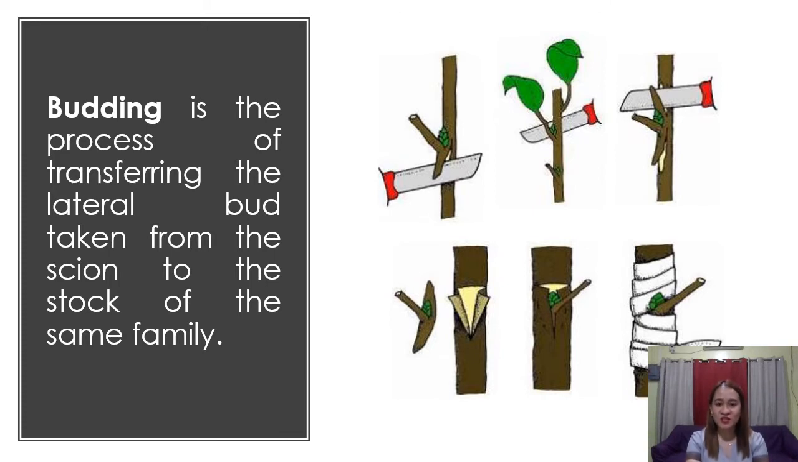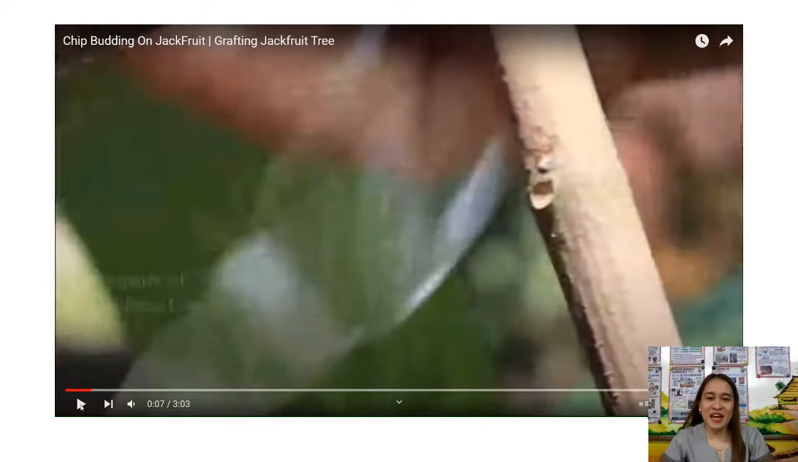Then after 2 weeks, you need to remove the plastic. For instance, use plastic for the wrapping. So after 2 weeks, you need to remove that so that the bud will grow properly. This time, learners, you are about to witness a video about a simple budding method of a jackfruit tree.